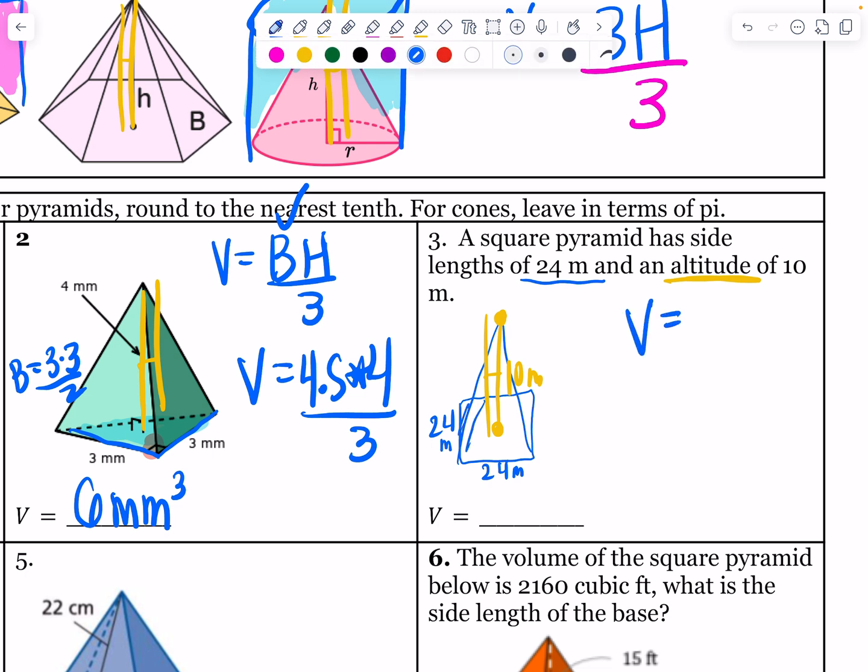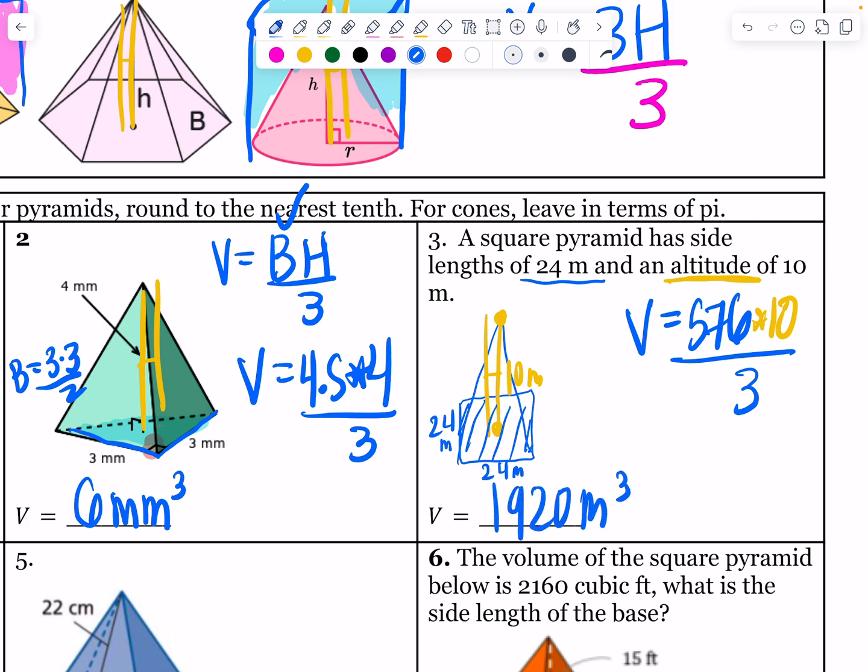Well, 24 times 24 is going to give me the area of that base, which is what B stands for. 24 squared is, what is that, 576? Let me double check. You can even let your calculator do it. 24 squared, you can do it all at once. Yep. And then times my height of 10, and then divided by 3. So that's going to be 5,760 divided by 3, which gives me 1920. So 1,920 meters cubed of space would fit inside of this square pyramid.